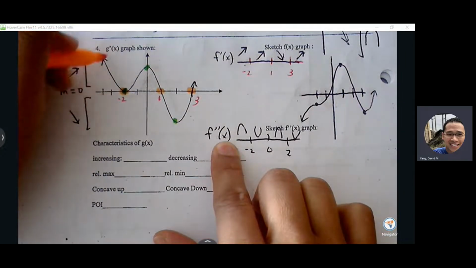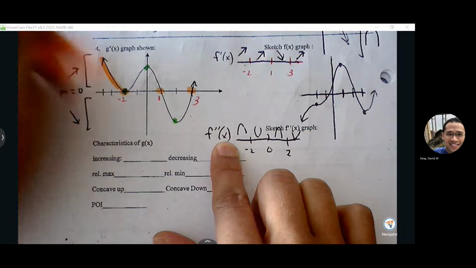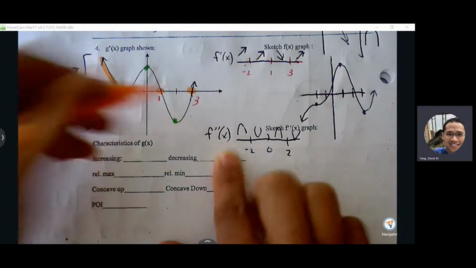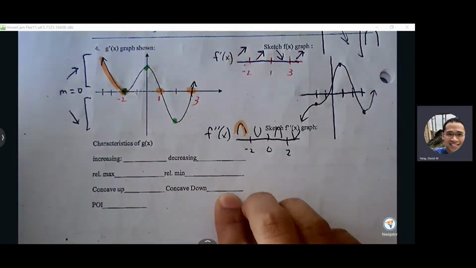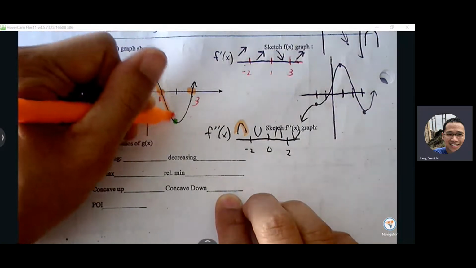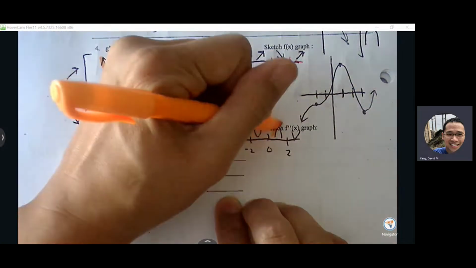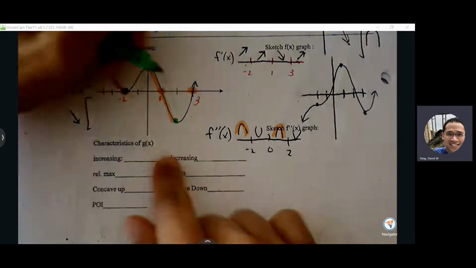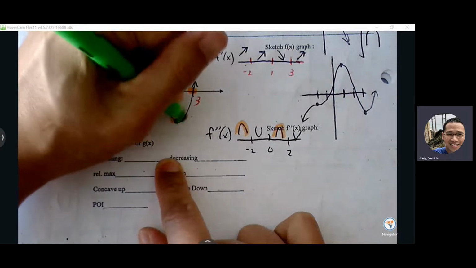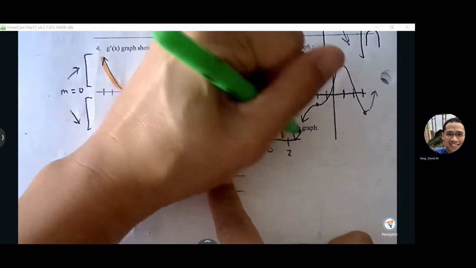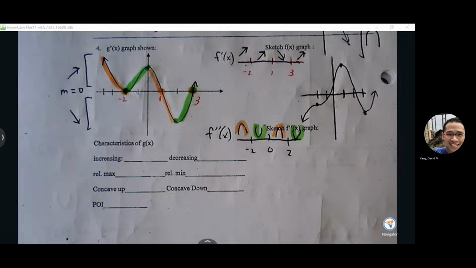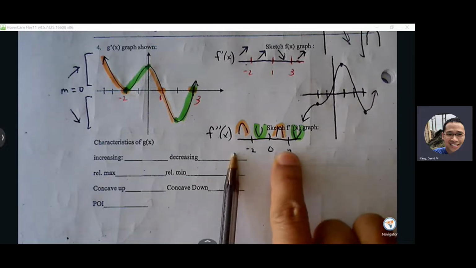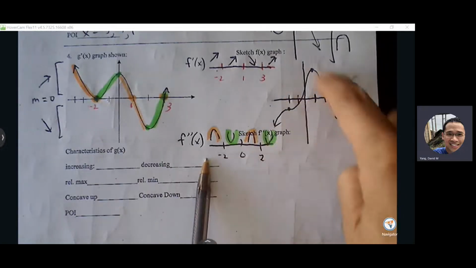Okay, so concave down. Negative slope is going to translate to concave down. And here again, we have negative slope, concave down. Anything that has a positive slope off of the derivative graph is going to translate to a concave up on the original graph.